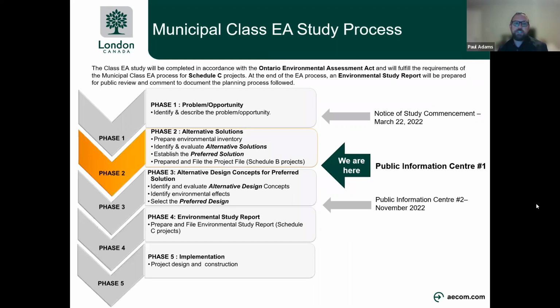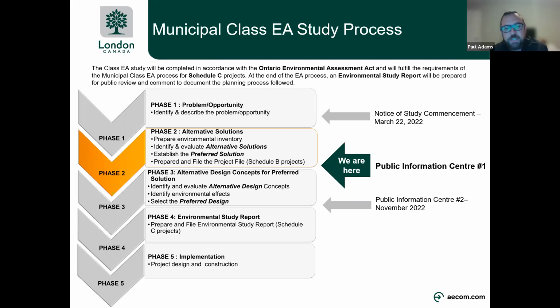So this is a graphic that just shows the process for the municipal class environmental assessment. It's a 5-phase process. This project is classed as a Schedule C project, so it follows all 5 phases of the process. The first phase is the problem and opportunity. This is where we look at the bridge or whatever the problem is and figure out what the problem and opportunity is for this project. After this, we send out the notice of study commencement, and we did that in late March of this year.